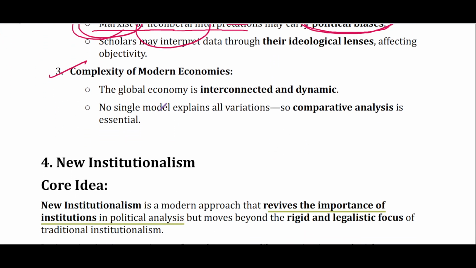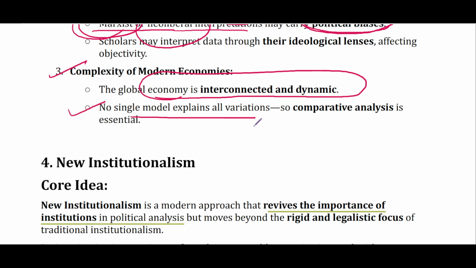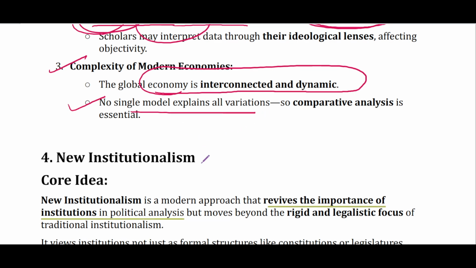And third one, the global economy today is interconnected and dynamic because of global supply chain. So a single model cannot explain all the variations, which is the third criticism.